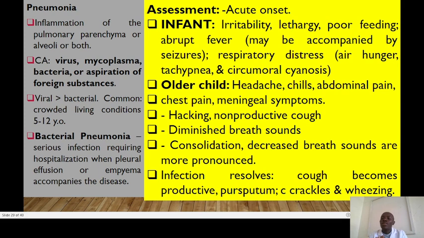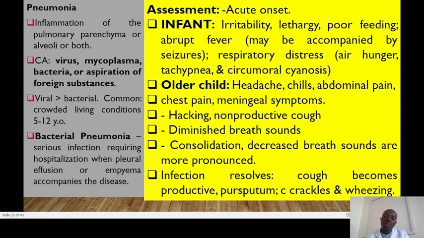So, inflammation of the pulmonary parenchyma or the alveoli or both. Okay, and major causes in pigs could be by virus or the mycoplasma bacteria or aspiration of foreign substances. But we have more cases of virus compared to the bacterial. So, it's very common in crowded living conditions and in children of ages between 5 to 12 years old.